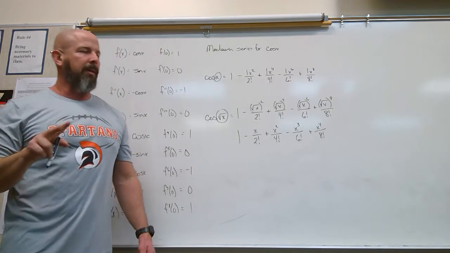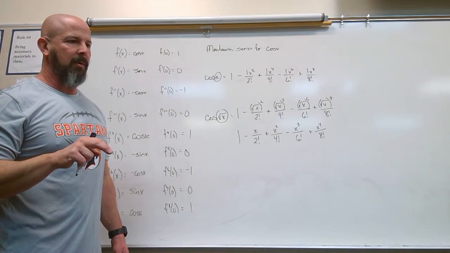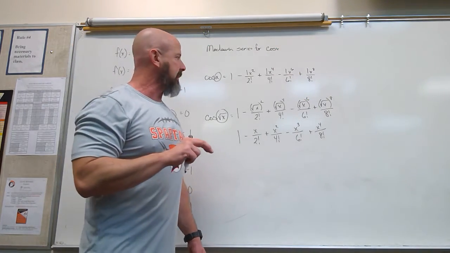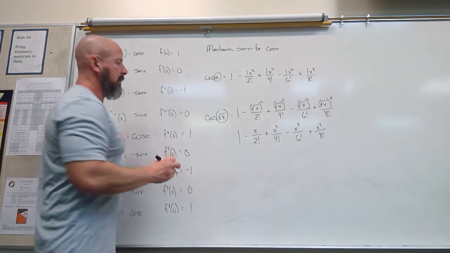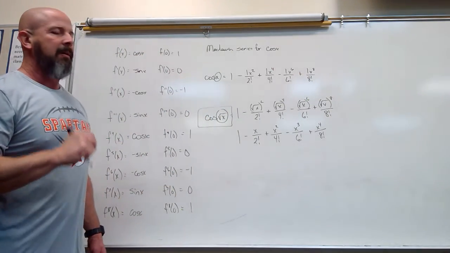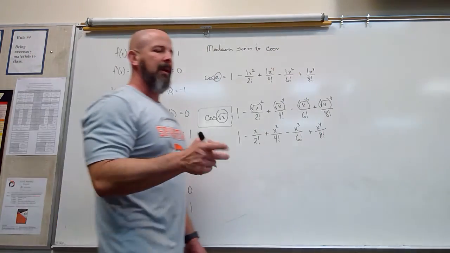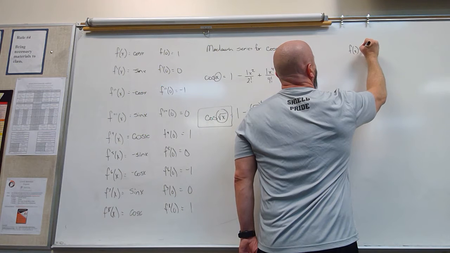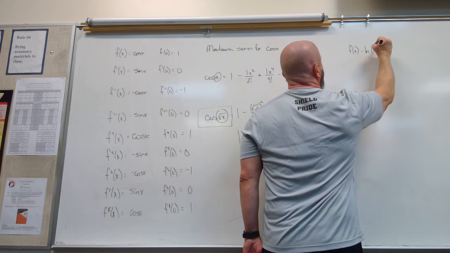There's 2 more on that worksheet that I want you to work out. One is for the natural log of 1 plus x, and the other one is sine x alternating. And then you're going to find the more complicated one by substitution. Find the base one first. The very next one being ln 1 plus x.